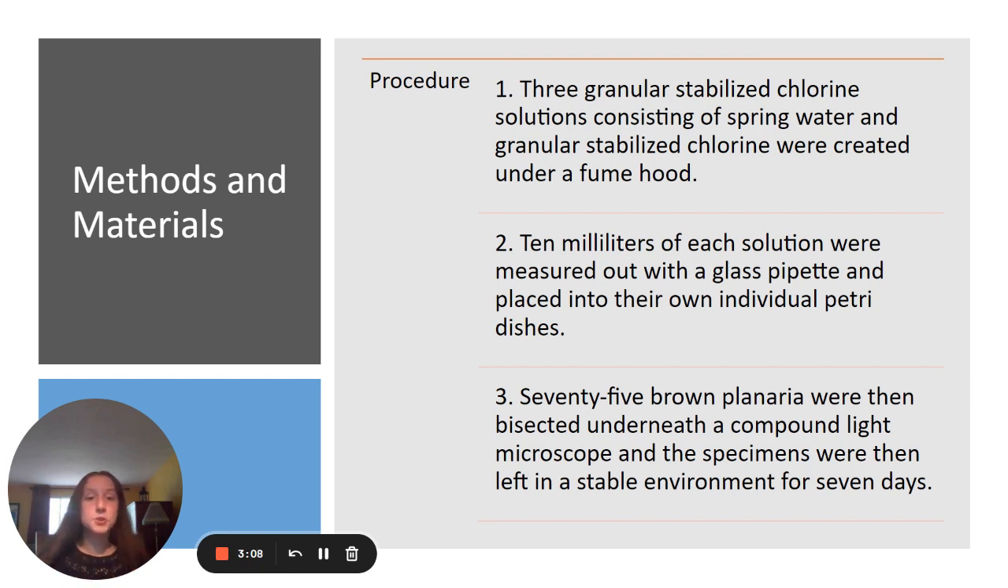In the beginning of my procedure, I created 3 granular stabilized chlorine solutions consisting of spring water and granular stabilized chlorine under a fume hood. Then I measured out 10 milliliters of each solution with a glass pipette and placed them into their own individual petri dishes. I then repeated this 25 times, so I had 25 petri dishes for each IV level. And then I bisected 75 brown planaria underneath a compound light microscope and left these specimens in a stable environment in the petri dishes for 7 days.